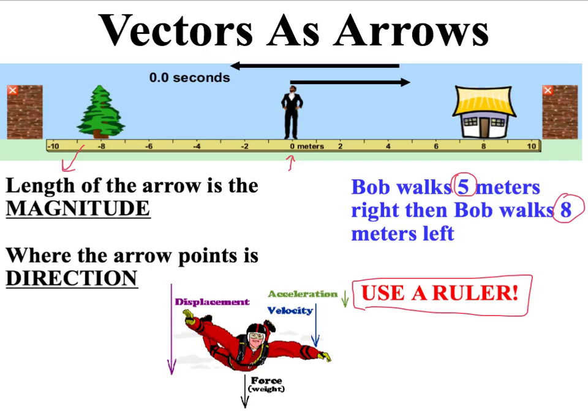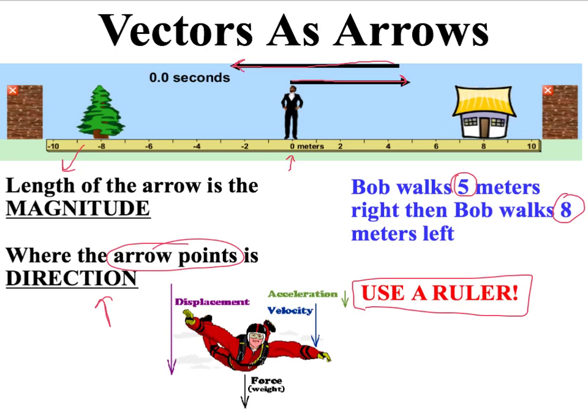So we said a vector has magnitude and direction, and the direction of the arrow, how the arrow points, that's going to give us the direction of the vector. So in this example, Bob walking 5 meters to the right, that's this arrow, and it's pointing to the right. Then this arrow is pointing to the left, and it's longer, so 8 meters to the left. So the length of the arrow is important as well as the direction.